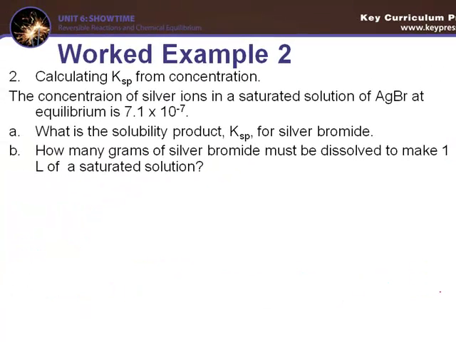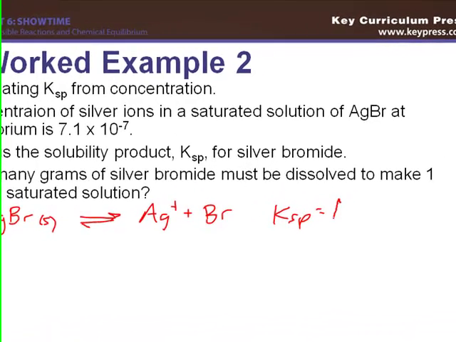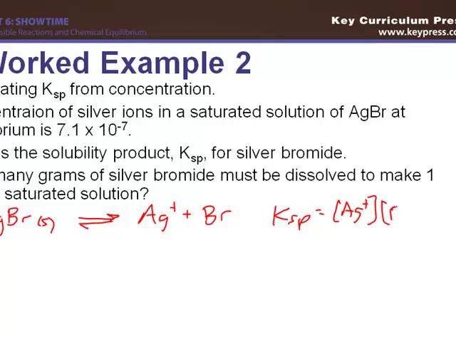Now let's look at example number 2. In example number 2, we're looking to calculate KSP from the concentration. So in this particular problem, we're working with the concentration of silver ions in a saturated solution of silver bromide at equilibrium. So we know the silver bromide is at equilibrium, and this is a solution. So we know that Ag and Br had to be added together, a solid, placed into this solution at equilibrium to make our silver ions and our bromide ions. Our KSP equation is going to be the silver ion concentration times the bromide ion concentration, because silver bromide is a solid.